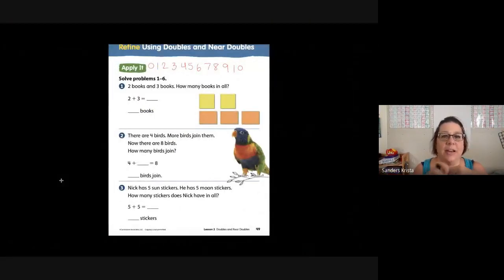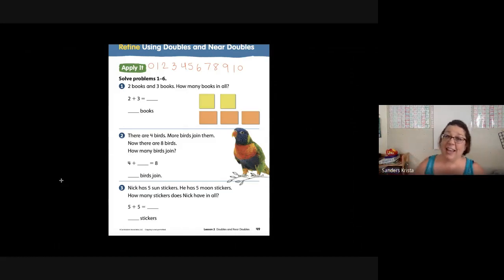All right, we are working on using doubles and near doubles. Let's do our rhyme. 0 plus 0 equals 0. Oh, 1 plus 1 equals 2. Ew, 2 plus 2 equals 4. More, 3 plus 3 equals 6.